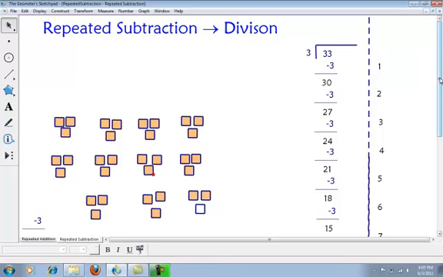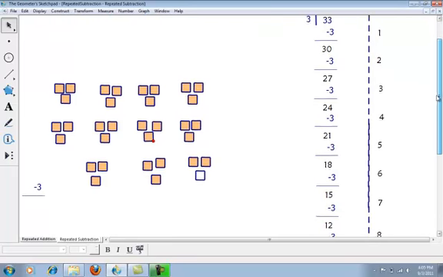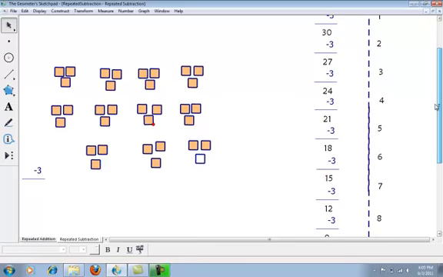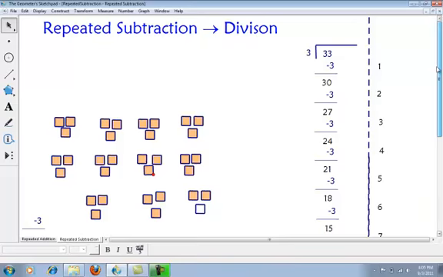This is maybe not the quickest way to get the answer to a division problem, but it will work. Stay tuned to see a quicker way that you can use partial quotients to solve a division problem.